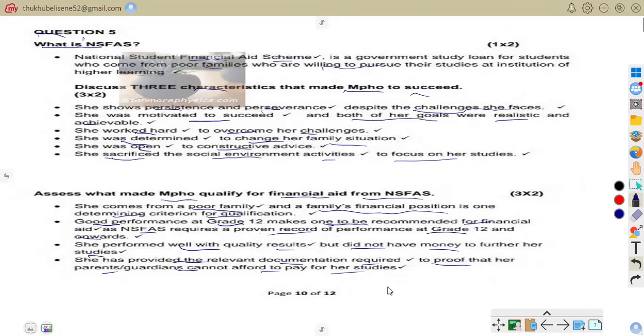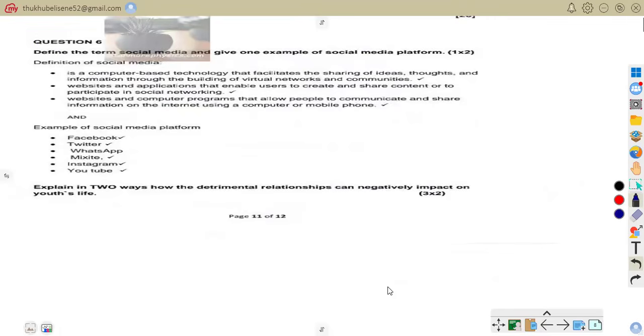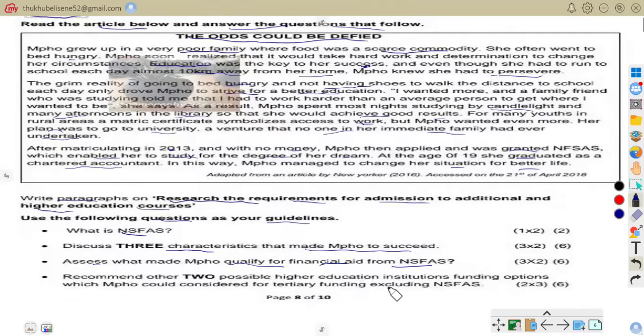Proof of financial need. She submitted documents proving her family's financial struggles. So she submitted parents' income statements to NSFAS. So hope we are together on that. So that is that. These are our questions.